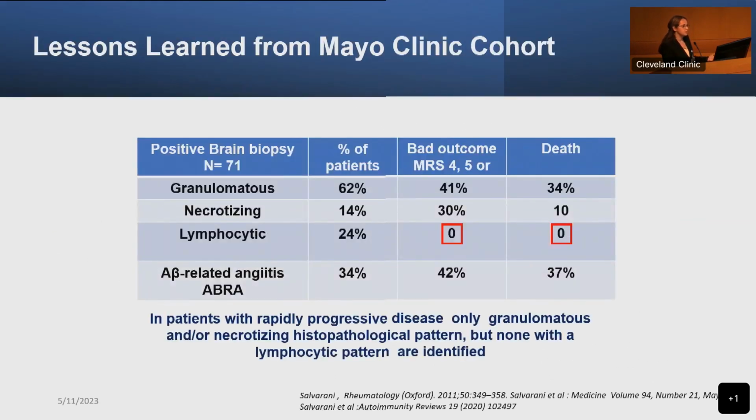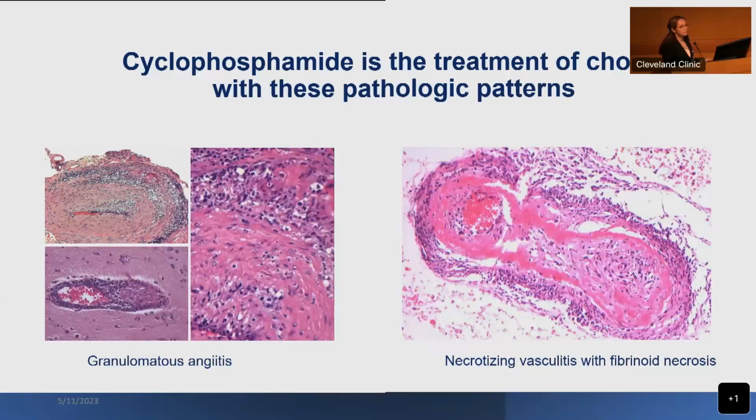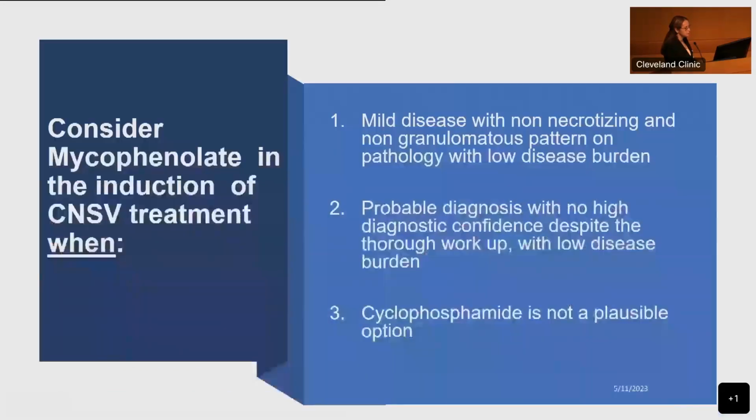If you look at the Mayo Clinic series that has the larger number of patients with pathology, they have reported worse outcome in patients with necrotizing granulomatous and amyloid-related angiitis. So these are the patients that you have to induce aggressively with cyclophosphamide. Patients with lymphocytic pathology did not have a worse prognosis. So when you see granulomatous angiitis, necrotizing vasculitis, treat with, in addition to your glucocorticoid, cyclophosphamide. We usually induce our patients with 6 months of cyclophosphamide, then we transition them to maintenance therapy.